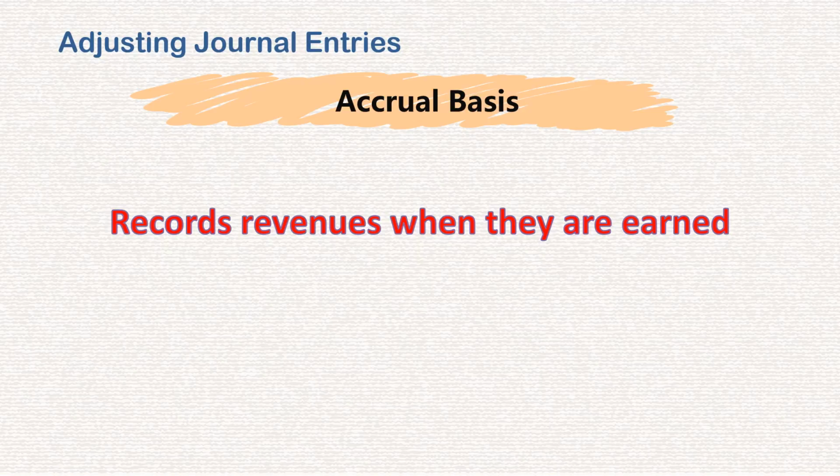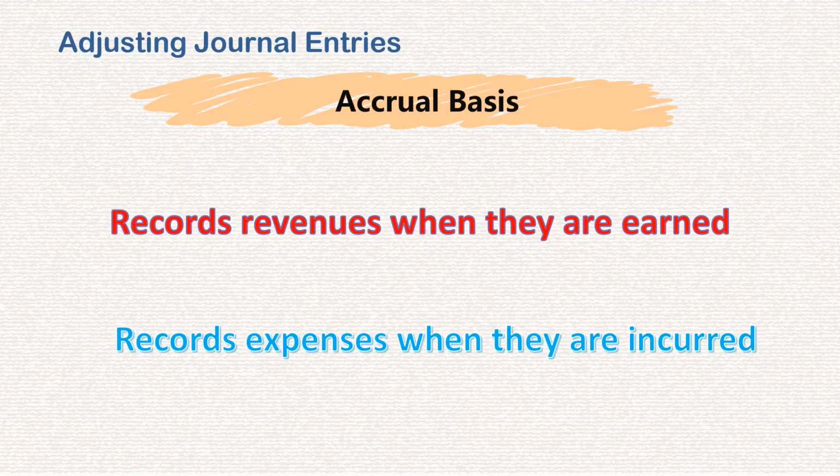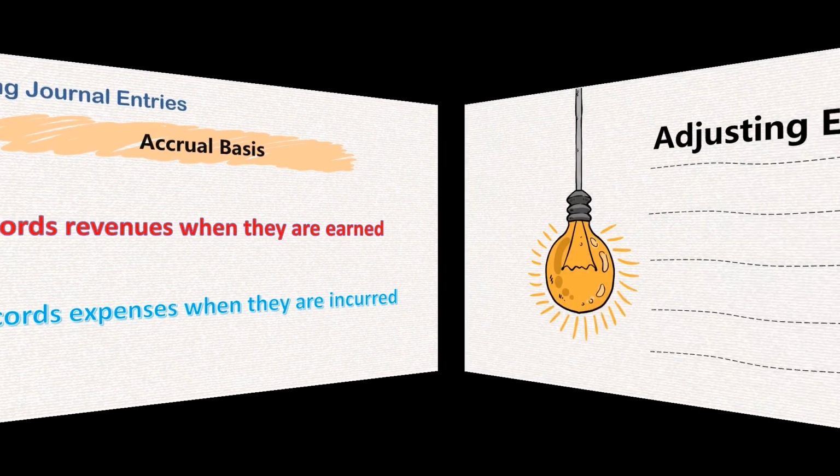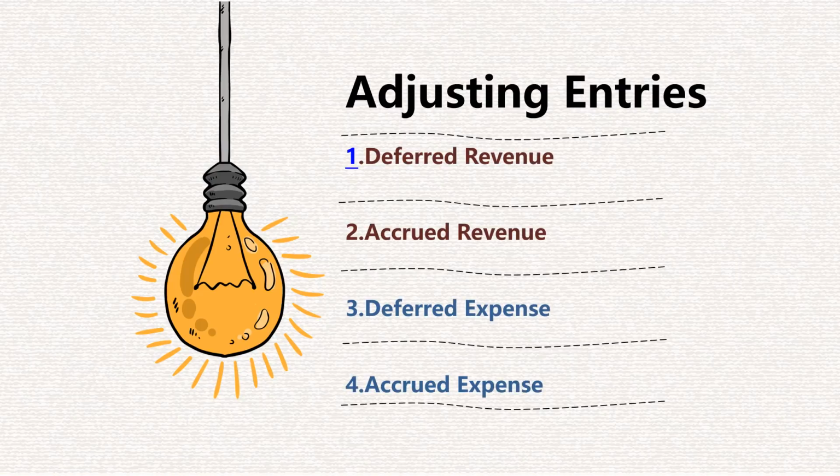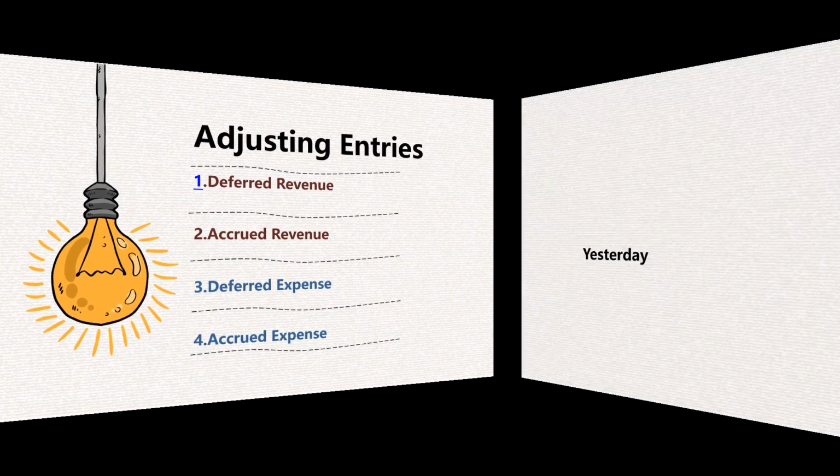An accounting information system needs to use adjusting journal entries in order to follow the accrual basis. Accrual basis requires that it records revenues and expenses when they are earned and incurred. There are two parts about the adjusting entries. The first is deferred revenue or expense. The second is accrued revenue or expense.